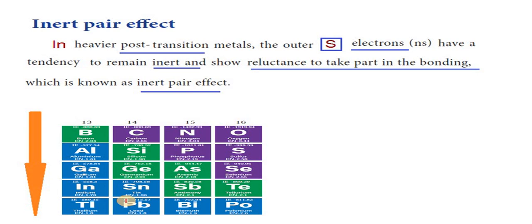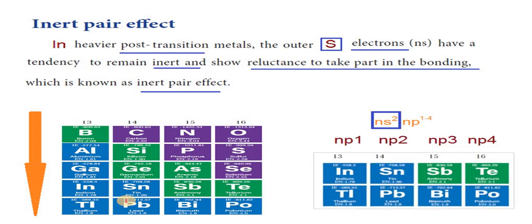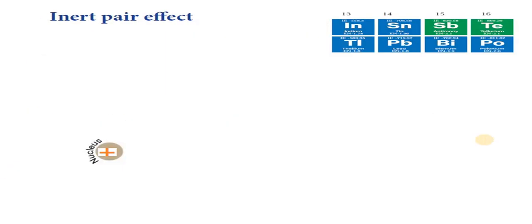What is the general outer electronic configuration of these P block elements? ns2, np1 to 4. I highlighted the 2 electrons present in the s orbital. Those 2 electrons are inert. I highlighted the higher inert effect showing elements. So these 2 series are showing higher inert pair effect. The first series, indium, tin, antimony, tellurium, have d electrons in the inner orbital. Thallium, lead, bismuth, polonium, these series have d as well as f electrons in the inner orbital.